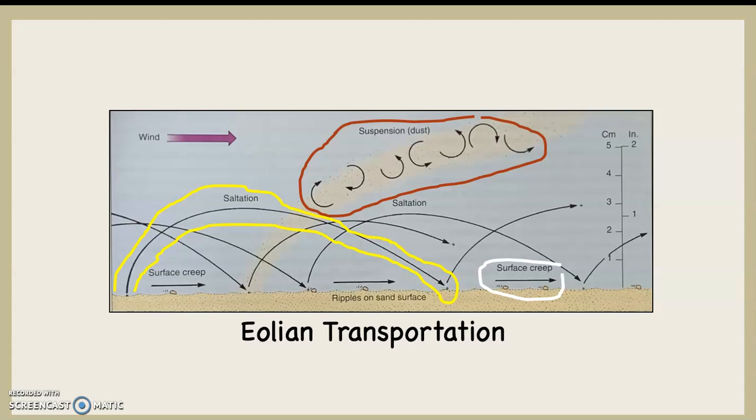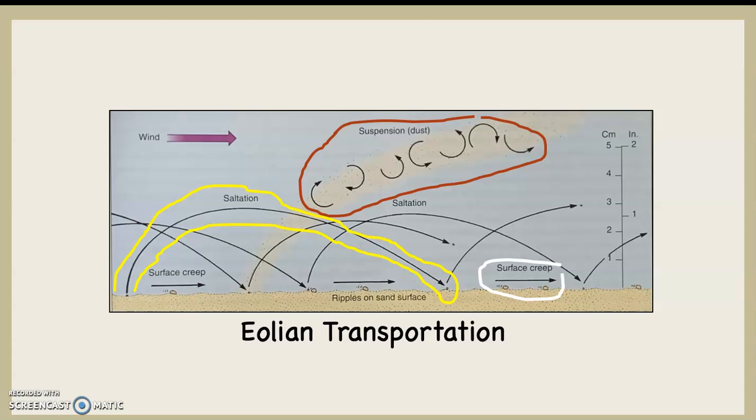The particles are picked up and bounced along the surface. That means they do get airborne from time to time. So they're going to go up in the air and hit the ground, and then up in the air again and hit the ground. So these are a little bit bigger and heavier than the material that's carried along in suspension. The largest material is the stuff that's surface creep, moved along the surface of the planet. So this doesn't really get in the air. It's pushed along the surface, which you can see I've circled in white. This is the largest material.